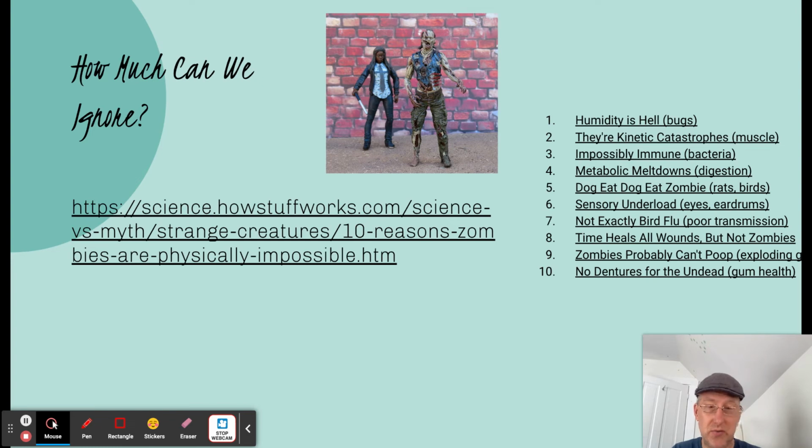Dogs eat zombies. So rats and birds and dogs and possums and everything that moves would be going after this giant pile of rotting flesh. They would love it. Sensory underload: the eyes and the eardrums are very sensitive organs. They would go first. You'd have a blind, deaf zombie before you had anything else.